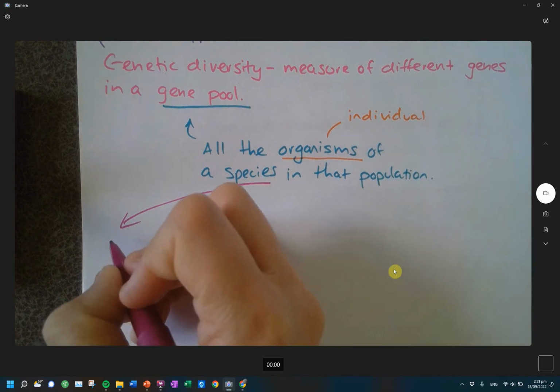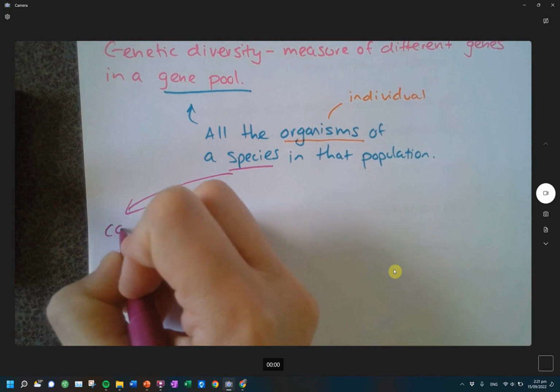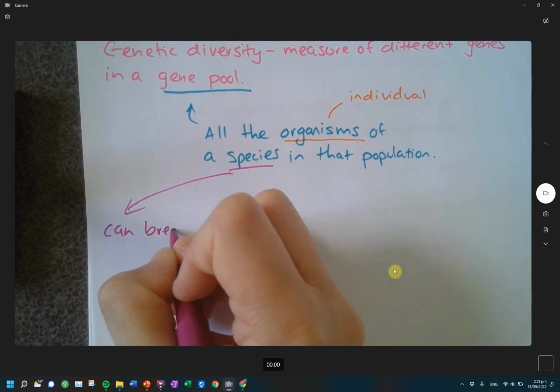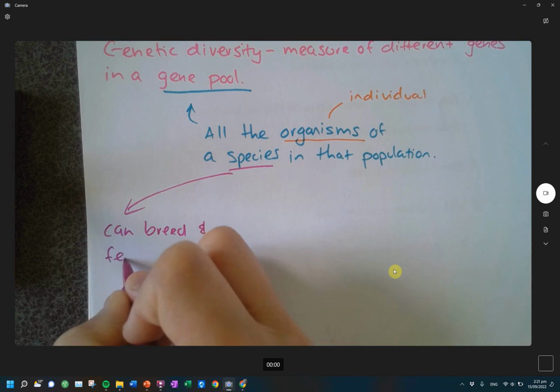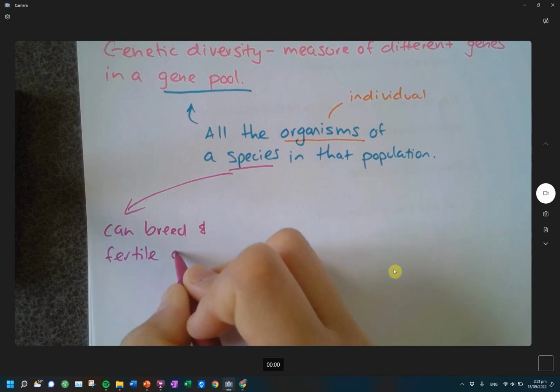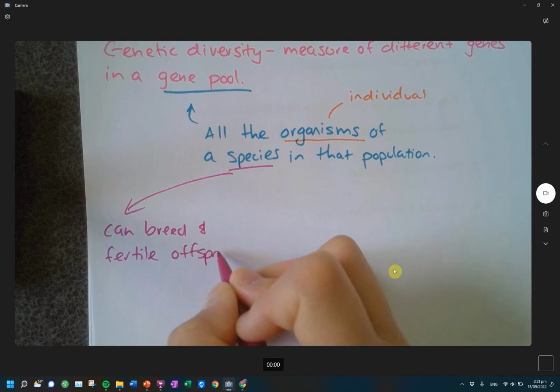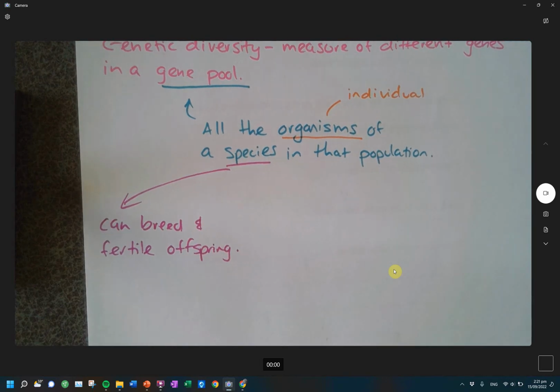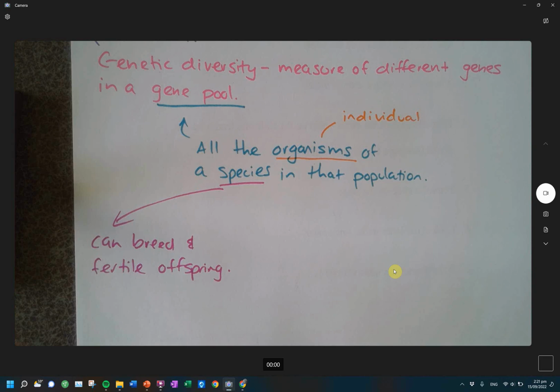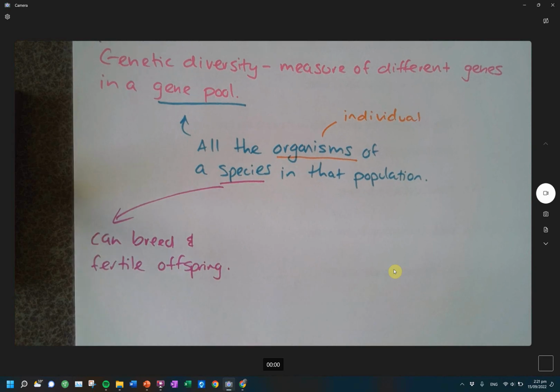So species can breed and make fertile offspring. Do you guys remember what the word fertile means? You might have heard of fertility. Some people struggle with fertility and they can't have babies. So that's what it means. We need to breed these two animals together. They have to have offspring, and those offspring need to be able to have offspring. If they can't do that, then they're different species.